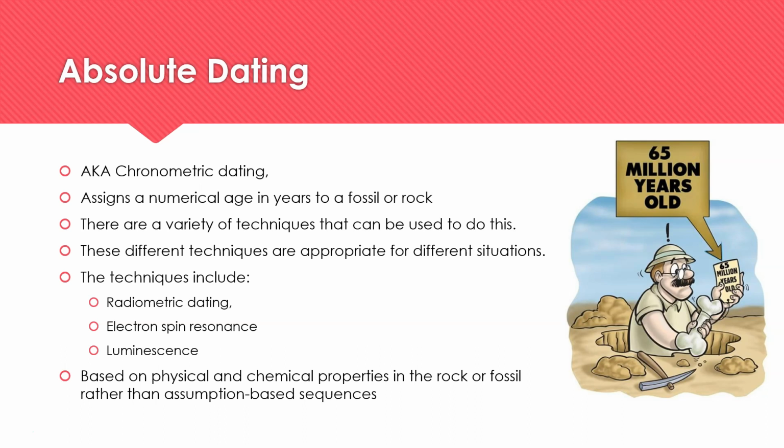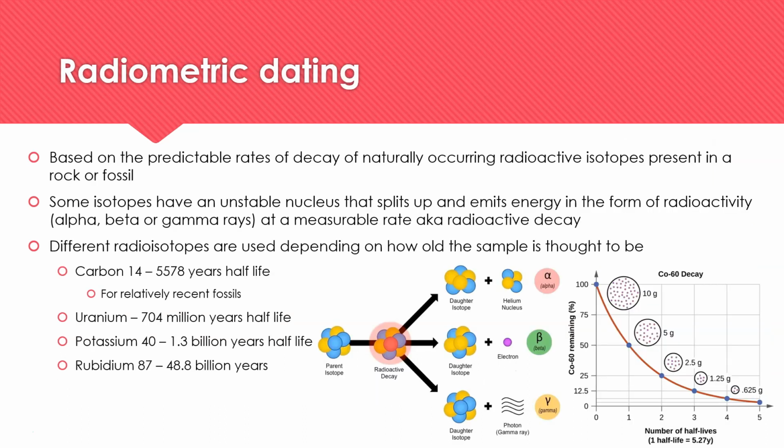There's a number of different techniques you can use here, and the technique you use is appropriate for different situations. So radiometric is probably the most common one that most people have heard of, but there's also something called electron spin resonance and luminescence. And we use these techniques and they're based on different physical and chemical properties of the rock or fossil, rather than when we looked at relative dating where we're making a lot of assumptions to come up with that sequence.